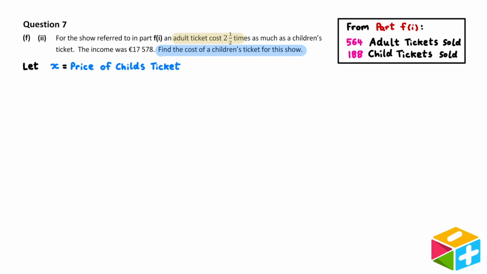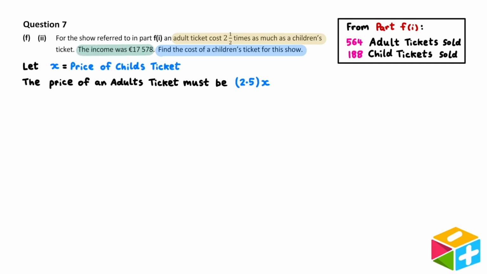We know that an adult ticket costs 2.5 times as much as a children's ticket. So if X is the price of a child's ticket, the price of an adult's ticket will be 2.5 times X. The only other bit of information we're given is that the total income was 17,578. This income will be composed of the income from the adult tickets as well as the income from the children's tickets. Let's think about both of these in terms of X.